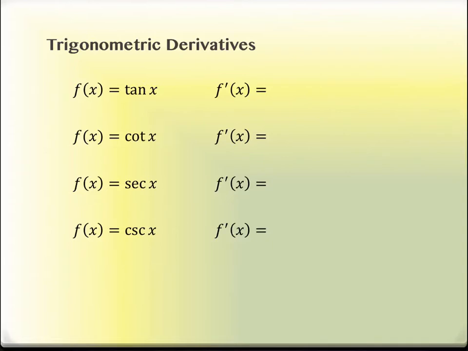But the derivatives are of the other four of the six trig functions. So the derivative of tangent is secant squared. So the derivative of tangent x is secant squared x. Cotangent is negative cosecant squared of x. Secant x is secant x tangent x. And cosecant x is negative cosecant x cotangent x.